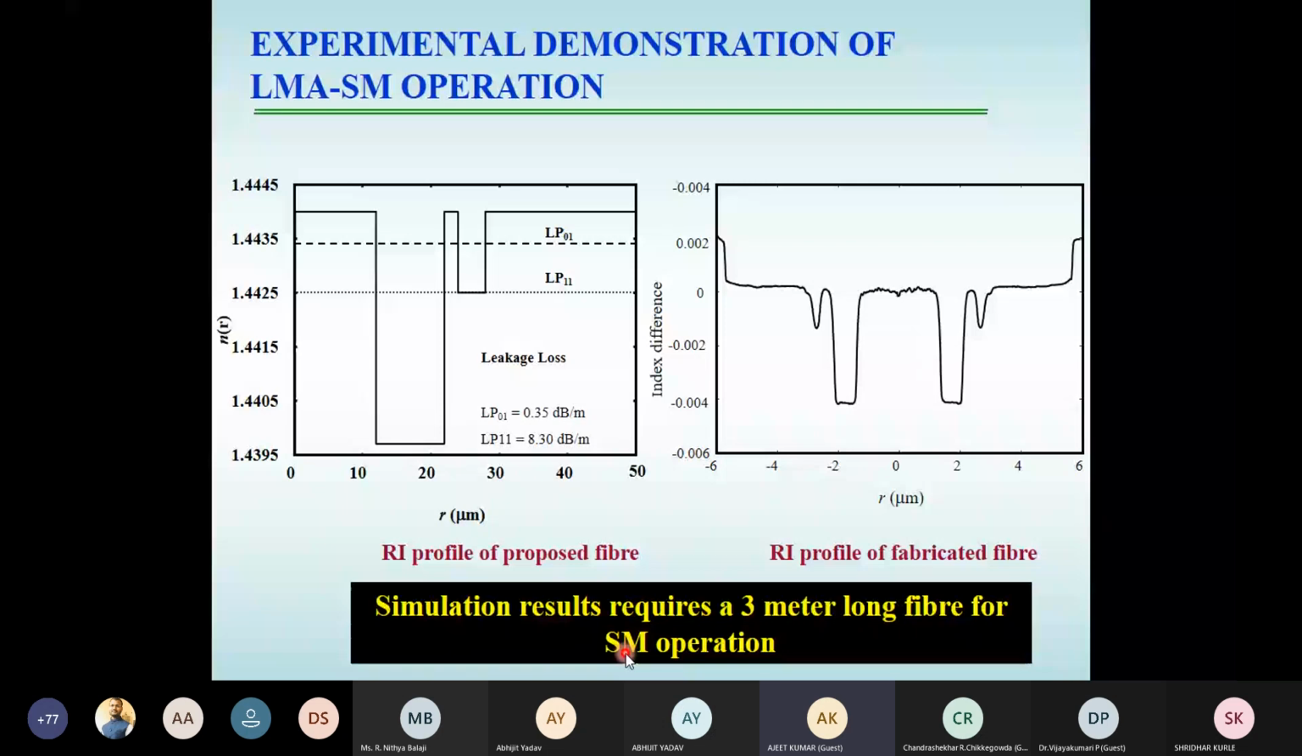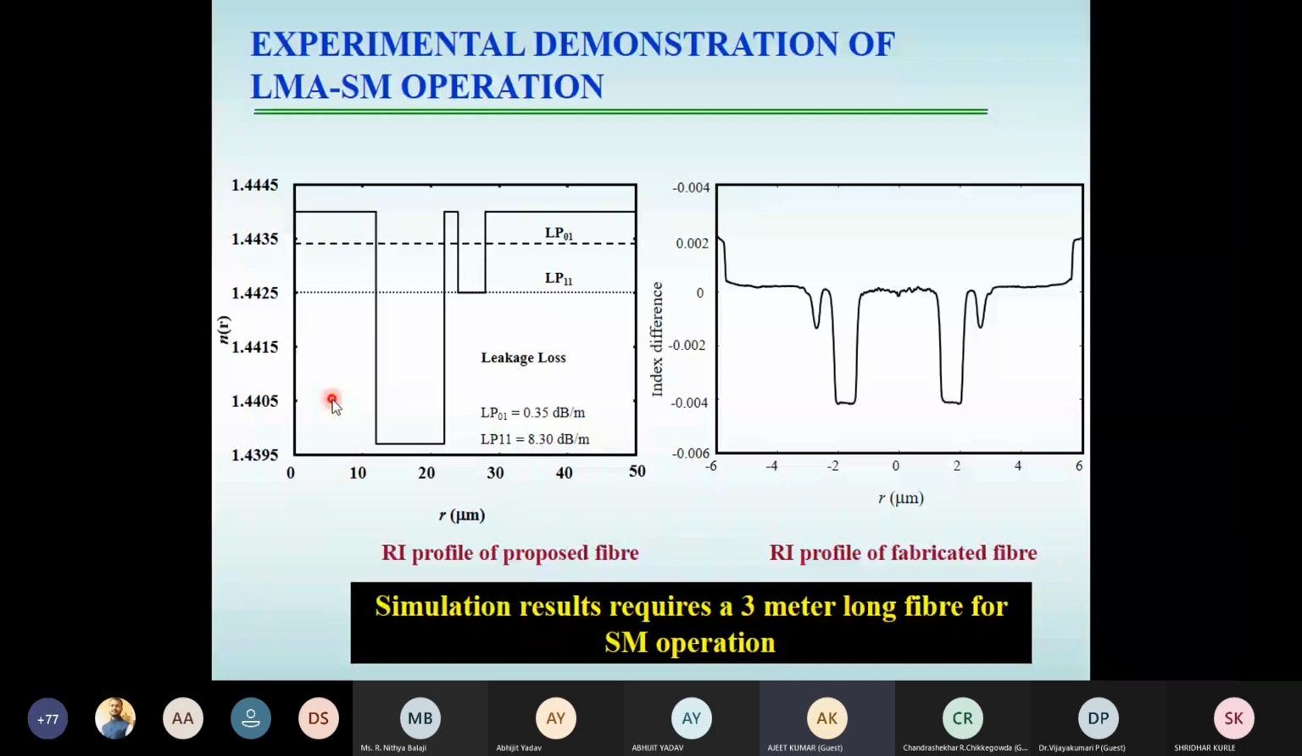This simple structure, the calculation tells us, will give a loss to the first higher order mode of close to 8 dB. So the calculation tells that you'll get a 20 dB loss in almost 3 meters of propagation distance. So approximately, if you fabricate a fiber having this kind of refractive index profile, that will give you single mode operation after 3 meters of propagation distance.